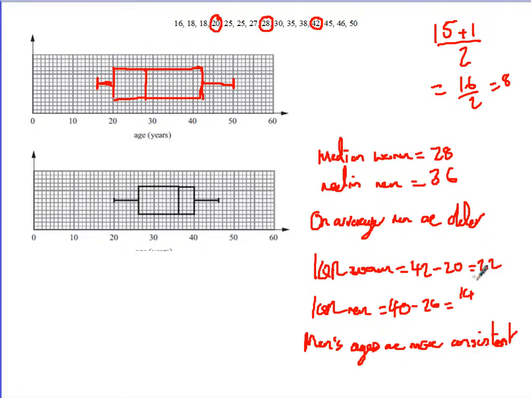If your IQR is small, it means that they're all compact. So the ages are a lot more squashed than what the women's are. There's a bigger range, in effect, the range we use there. So the ages are more consistent. Tricky question to answer that one. That's 10.